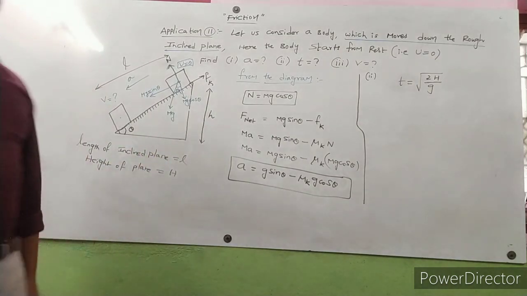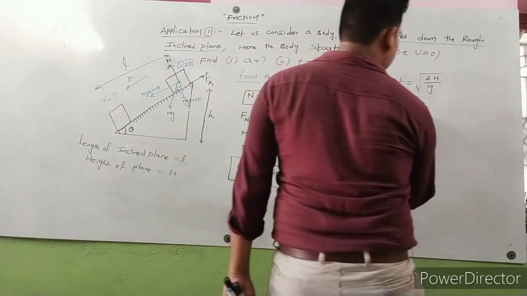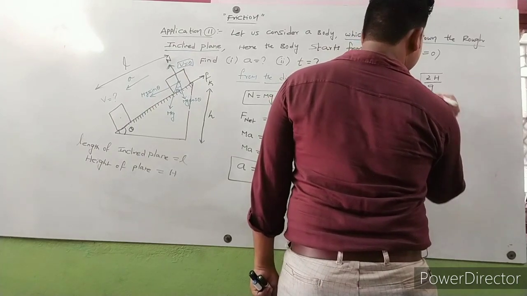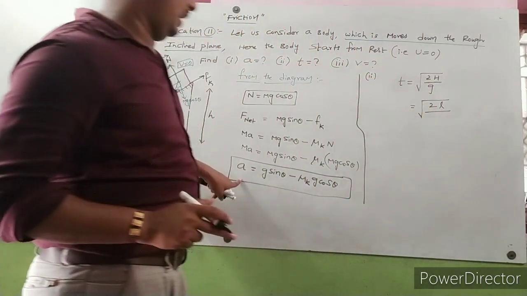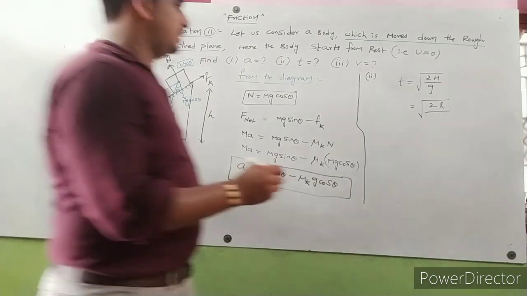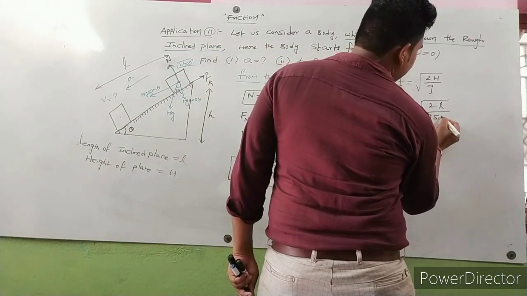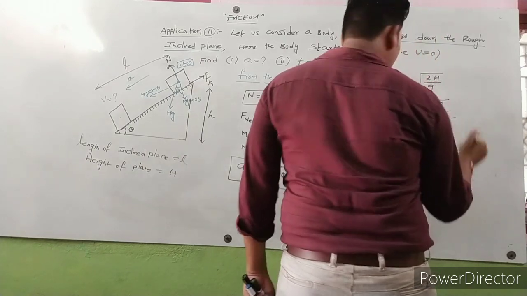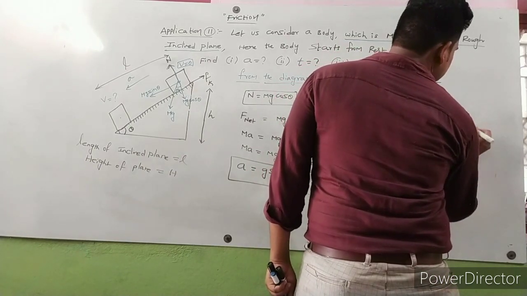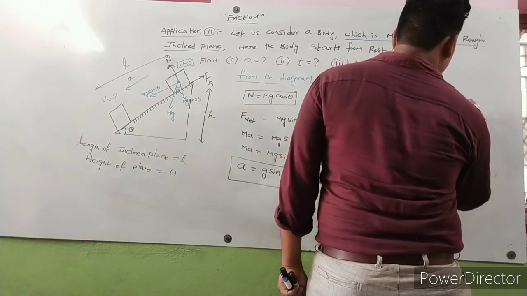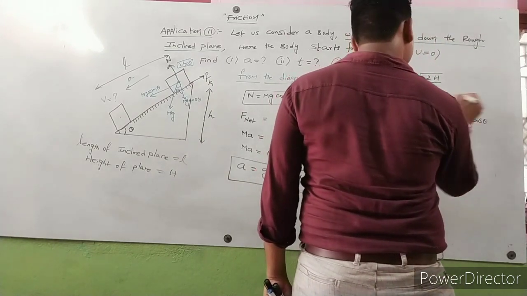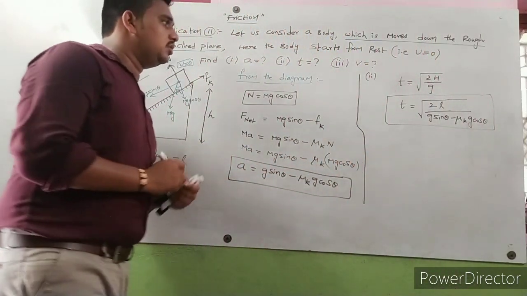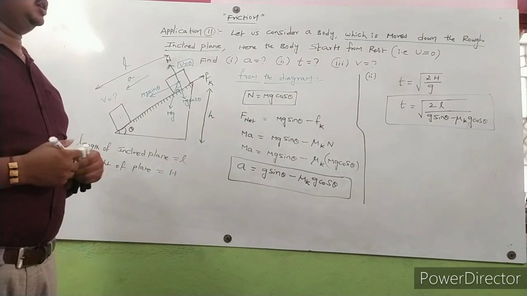So in 2h by g, h means L, and instead of g we take a, which is g sin theta minus mu k into g cos theta. Time we got here: t is equal to square root of 2h by g.